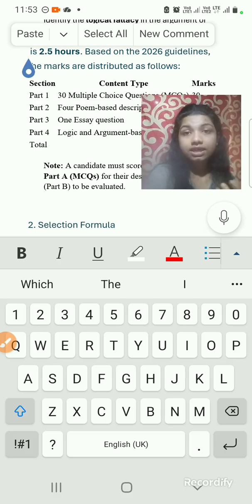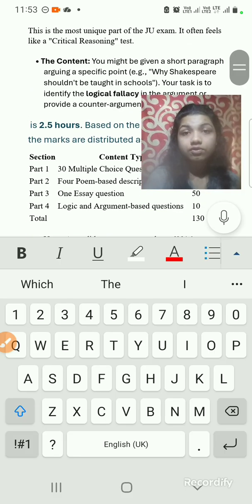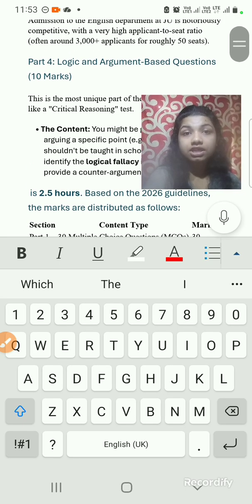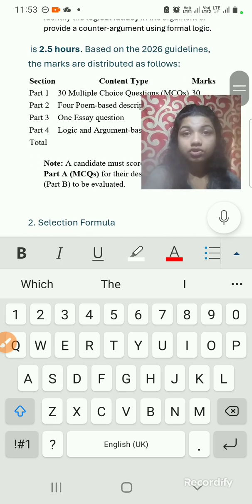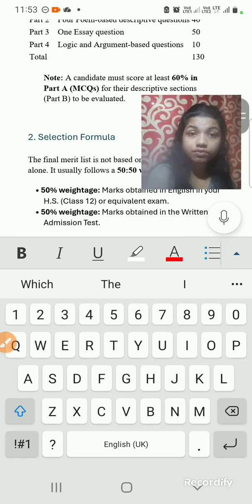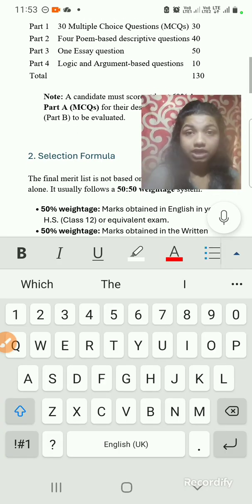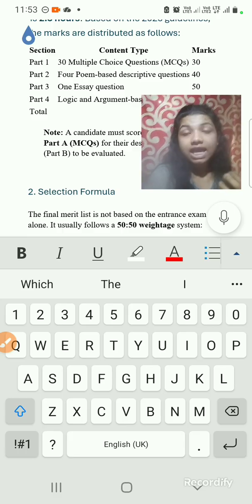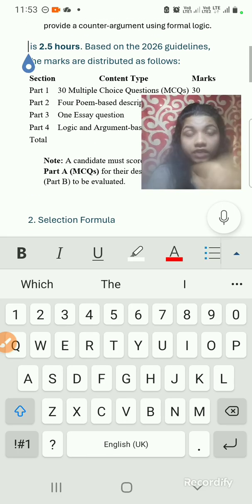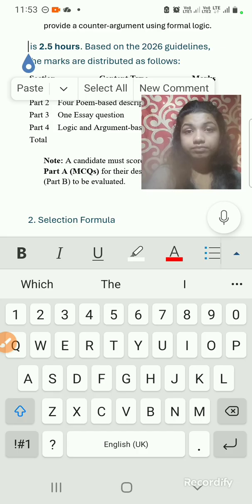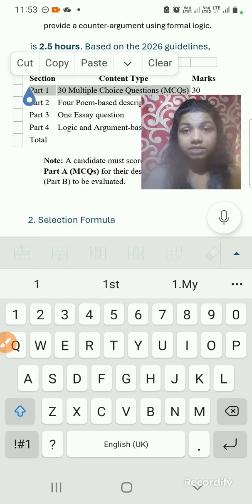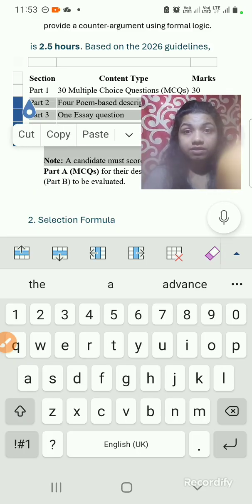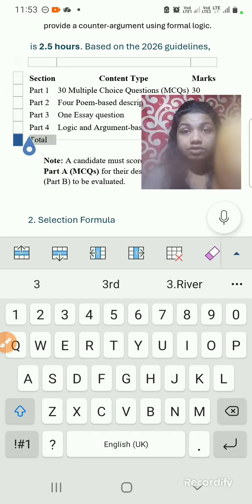Before knowing the pattern, you see that the examination time is 2.5 hours, and the total marks of your exam is 130. Now we'll be understanding the pattern of that exam, which is very important. Without knowing the pattern, you can't be fully prepared.